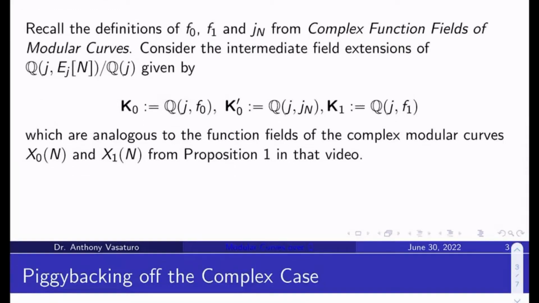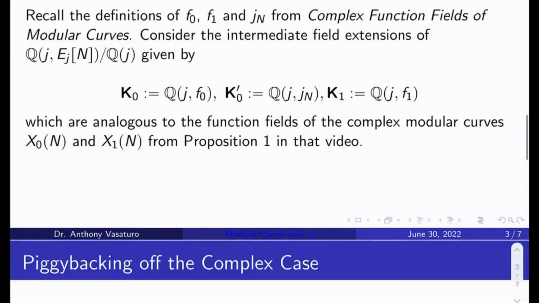Mainly, though, let's consider the intermediate field extensions of this extension we're concerned with, Q adjoin j and the n-torsion over Q adjoin j. Given by bold K_0 is Q adjoin j and f_0. Bold K prime_0 is going to be Q adjoin j and j_n. Remember, j_n was just the j-invariant whose argument has been scaled by n. And bold K_1, which is Q adjoin j and f_1.